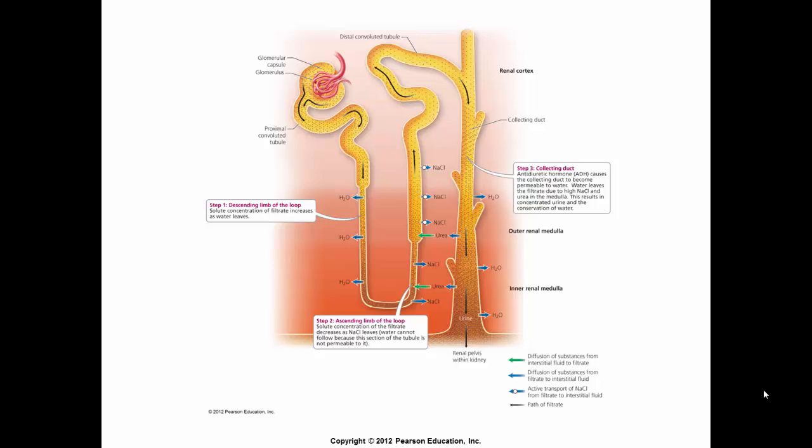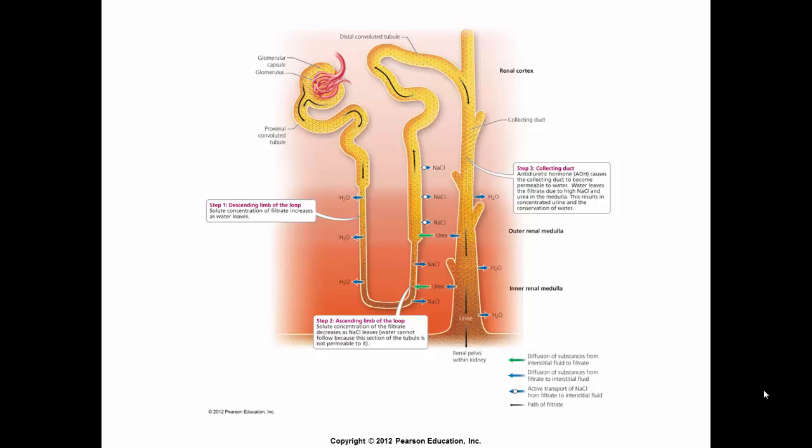And I say sodium chloride because sodium is a positive ion and chloride is a negative ion. So because of this opposite charge, once one goes, it's going to automatically make the other follow. But where sodium and chloride go in the regions of the tubular system of the nephron, water is going to follow as well.